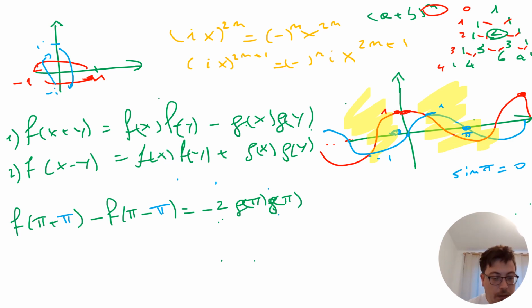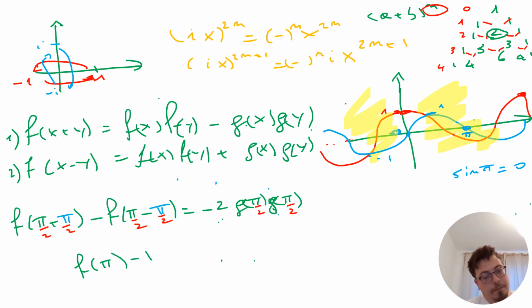So if we use divided by 2, okay, this is divided by 2, this is divided by 2, pi over 2, it means that f of pi minus f of 0, which is 1, is equal to minus 2 g pi squared. But now we know that f of pi is 0, so we have that 1 is equal to 2 g pi half squared.